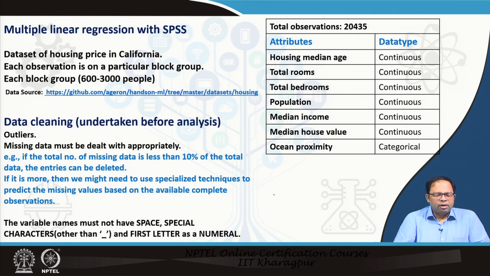This is a data set of housing price in California. Each observation is a particular block group. So, that means each block is a zone basically. We take average values for different things, and each block group has around 600 to 3000 people. This data set is available in GitHub.